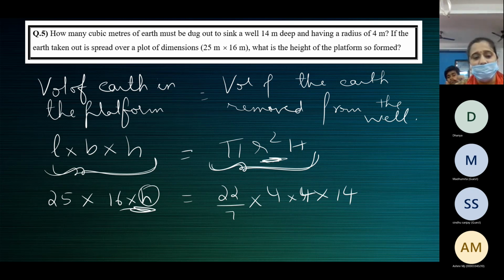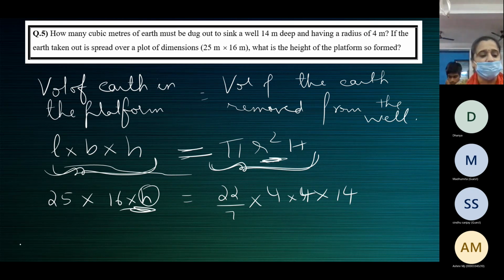So it's always important to write the equation, what you understood after reading the question. You must write that equation in words, in English, not even in mathematical language straight away. Just in English, whatever a layman can understand. All of us understand that whatever earth is removed from the well is now in the platform. So you write that first and then use the formula.